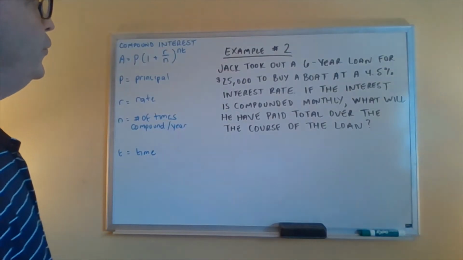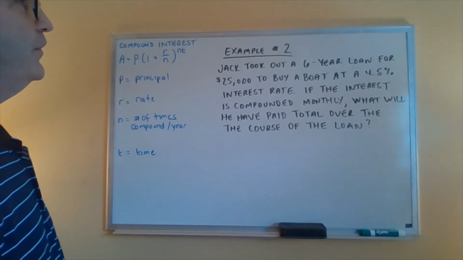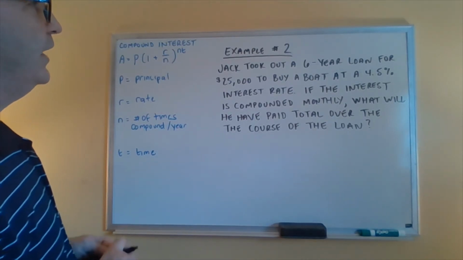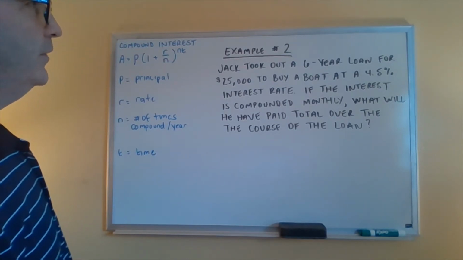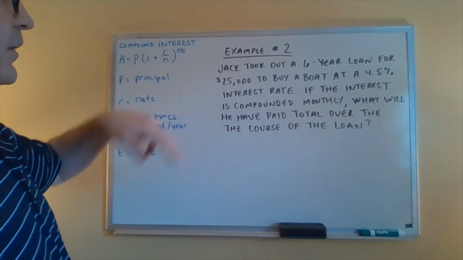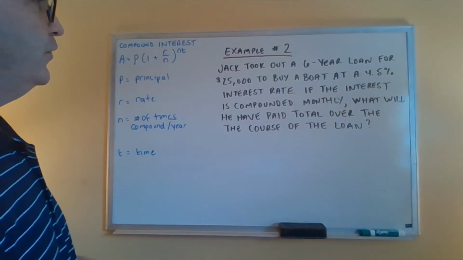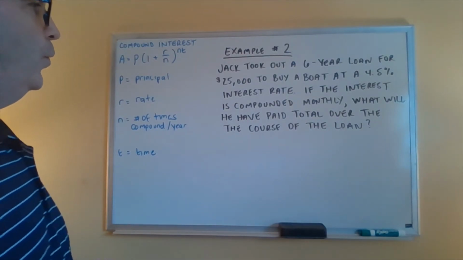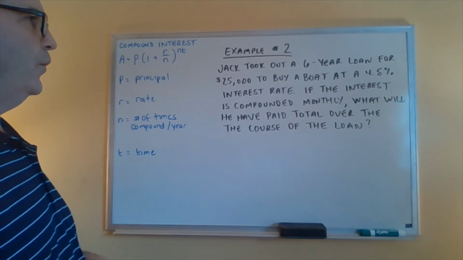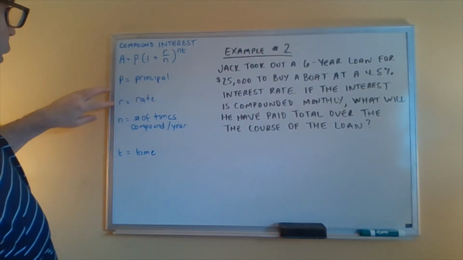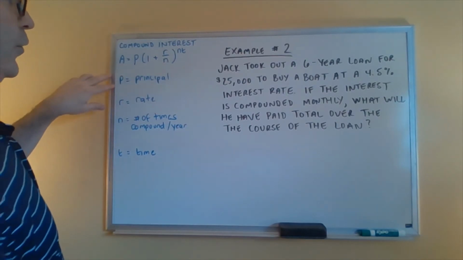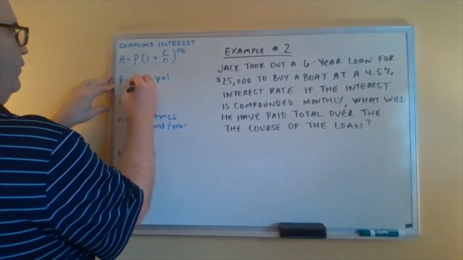Here's example 2. Jack took out a 6-year loan for $25,000 to buy a boat at a rate of 4.5% interest rate. If the interest is compounded monthly, what will he have paid total over the course of the loan? So let's find our P, our R, our N, and our T. Our initial amount tells us right here is $25,000.